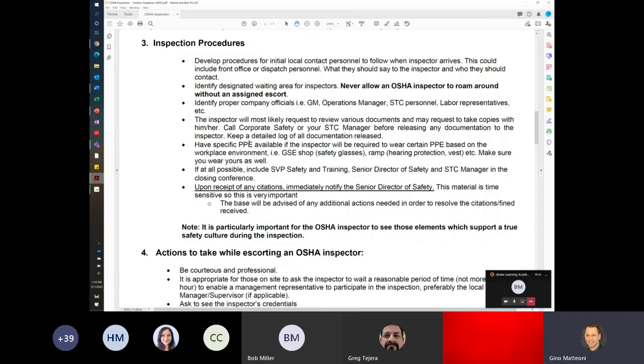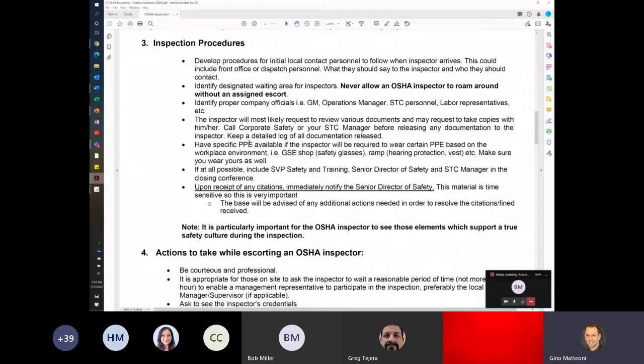Upon receipt of any citations, we certainly need to notify Kel immediately. And if he's not available, then please reach out to me directly. The receipt of citations will not be the same day if citations are relevant. Those would come later, most likely via the mail. And they may actually send them to the corporate office, which has also happened on occasion.